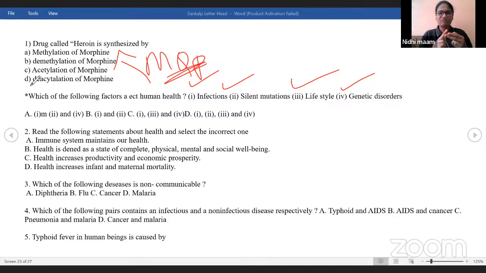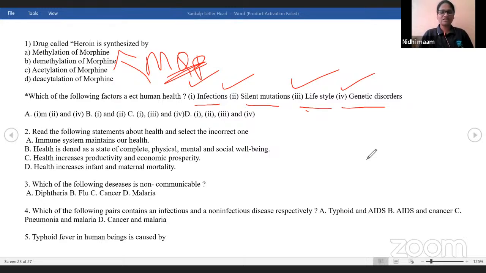Which of the following factors affect human health? So here, 1 is infection, 2 is silent mutation, 3 is lifestyle, 4 is genetic disorder. Yes, YouTube students. Deepak HS answered it. Sita GD answered it. What about Prithvi and Deepthi? What is your answer on this?